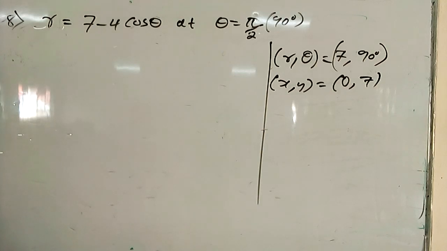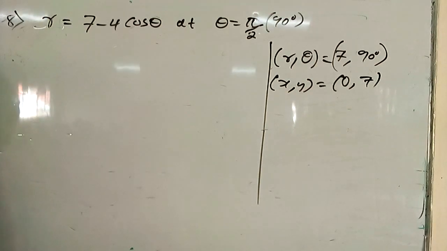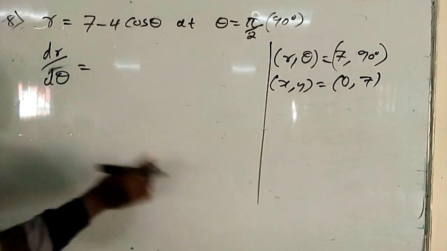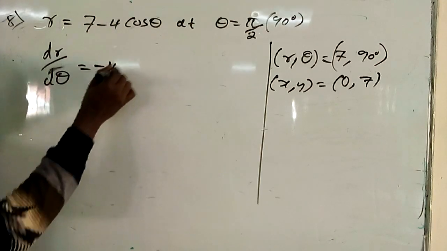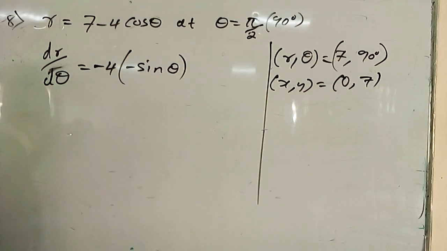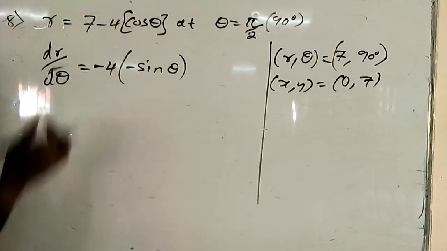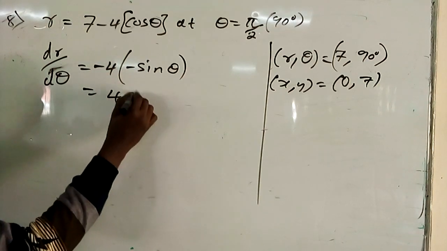So how do we determine the gradient of the normal? We have to get the gradient of the tangent, and we must get it from the derivative of the curve. Here we have r as a function of theta, so we differentiate r with respect to theta. If you differentiate a constant, you get 0. Then -4 is a constant factor, and if we differentiate cos theta, we get negative sine theta. So the negative becomes positive and you get 4 sin theta.